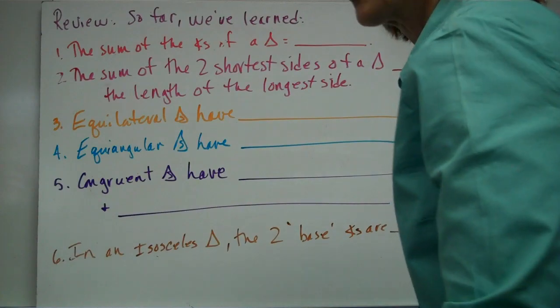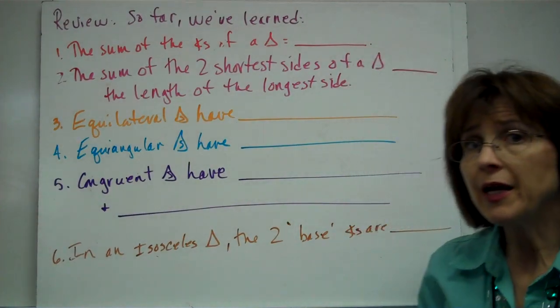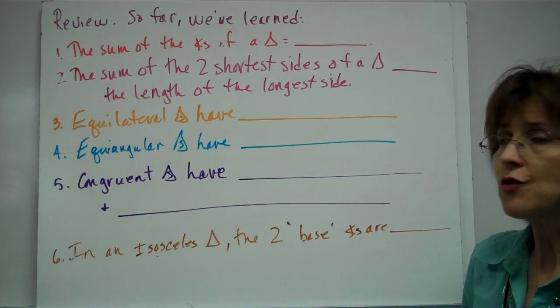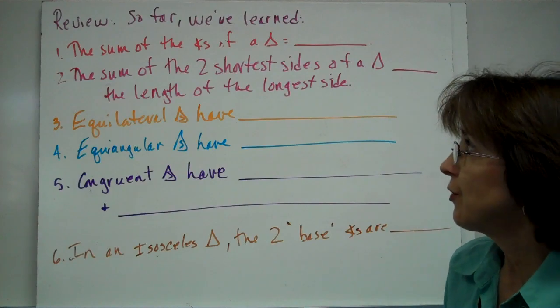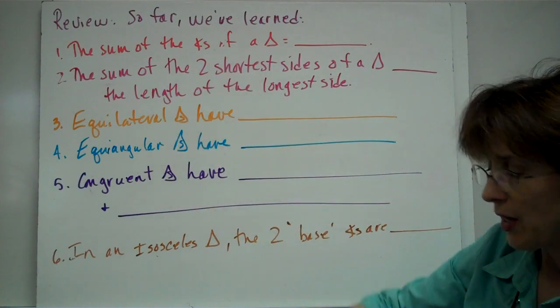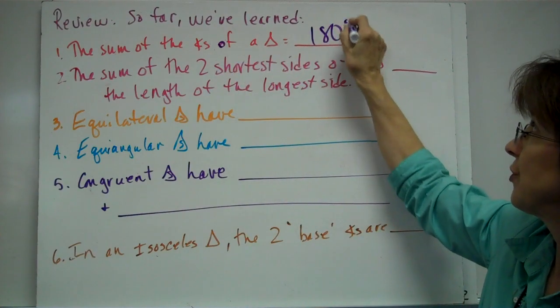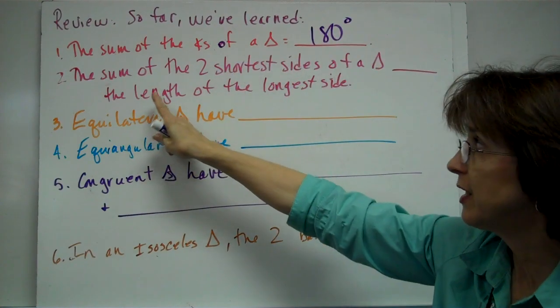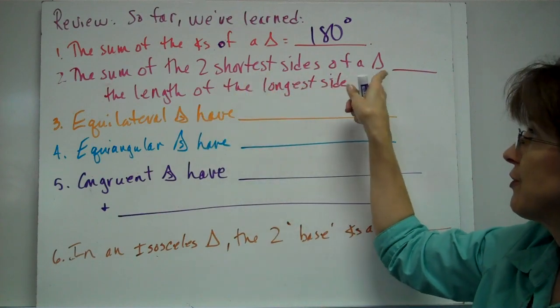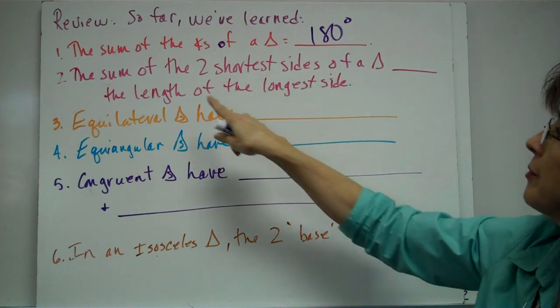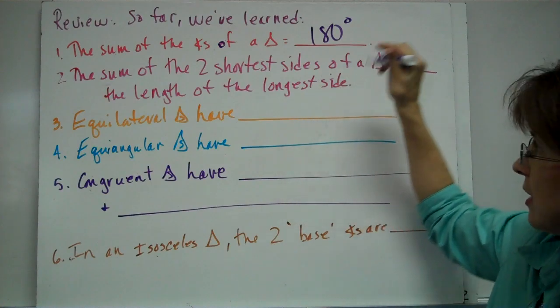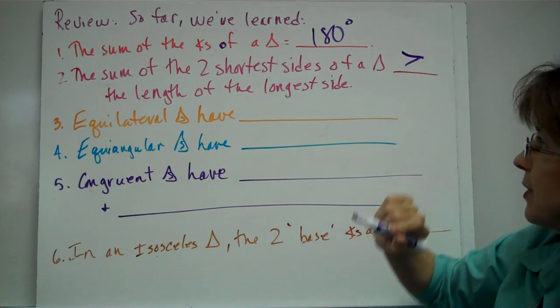Okay, so now we're going to do a video on really applying a lot of the things that we've learned so far. So let's review first. So far we've learned that the sum of the angles of a triangle is equal to, you should know, 180 degrees. Very good. The second thing, the sum of the two shortest sides of a triangle is what compared to the length of the longest side? You should know that's got to be greater than.